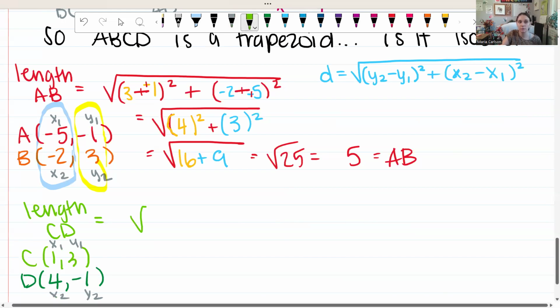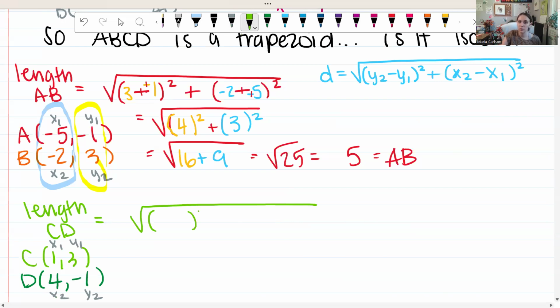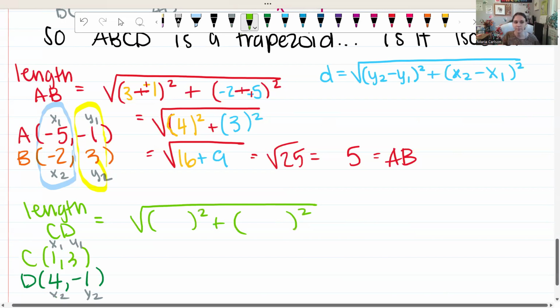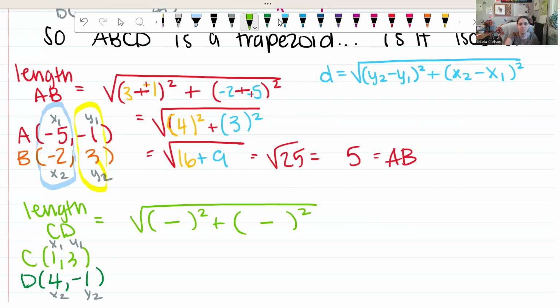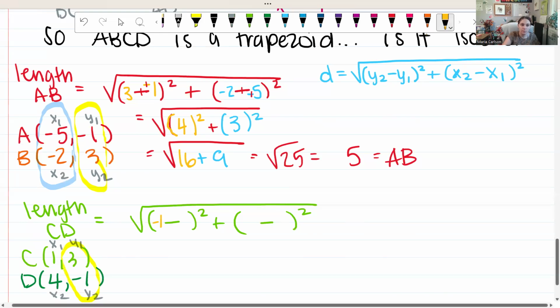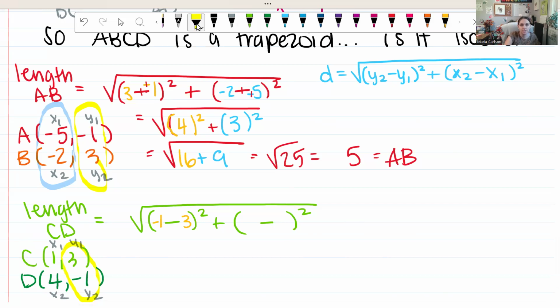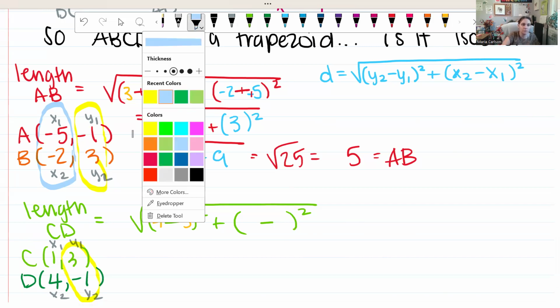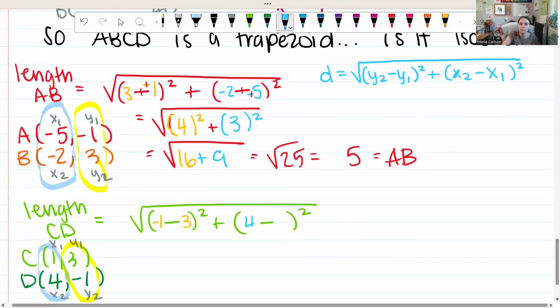And this is going to be the square root of a set of parentheses squared added on to another set of parentheses squared. And then inside those parentheses, we are subtracting. And I will start by subtracting my y values. You could start with your x values if you wanted to. So y2 minus y1 is -1 minus 3. Plus, now subtracting my x values, x2 minus x1, or 4 minus 1. And then I can simplify a little bit. -1 minus 3 is going to be -4 squared, plus 4 minus 1 gives us 3 squared.